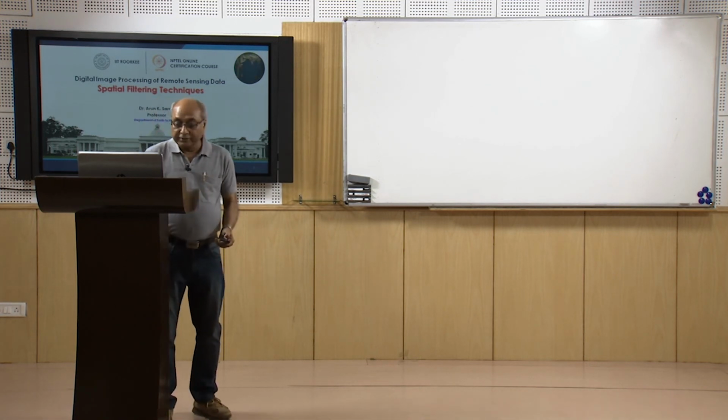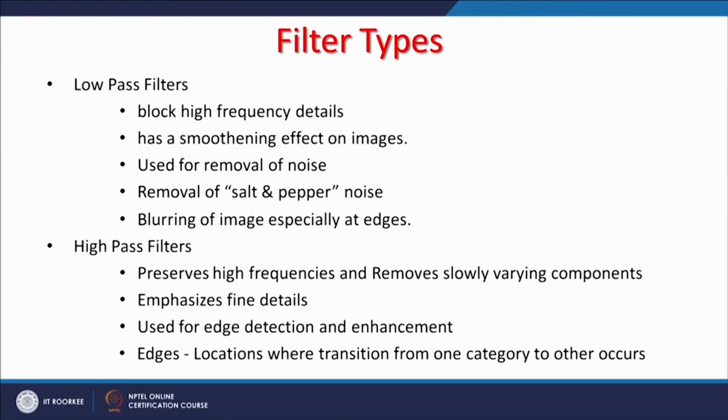High pass filters preserve high frequencies and remove slowly varying components, that means low frequency things. They emphasize fine details and are used for edge detection and enhancement, and edges are locations where there is a transition from one category to another.